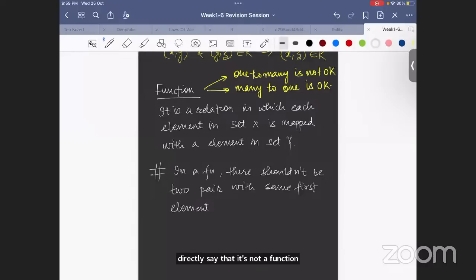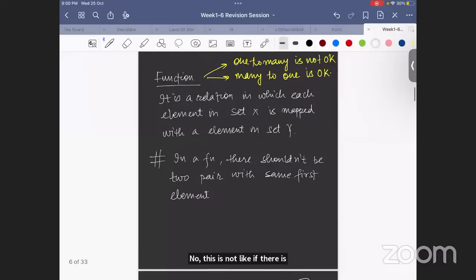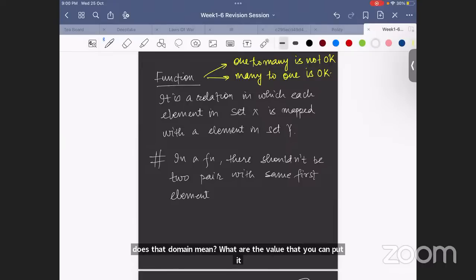Sir, all the domain values should be used, right? No, it's not like that. What does domain mean? What are the values that you can put in? Sir, the values in the domain should all be used in the relation, then only it's a function. Yes, you are talking about the relation.